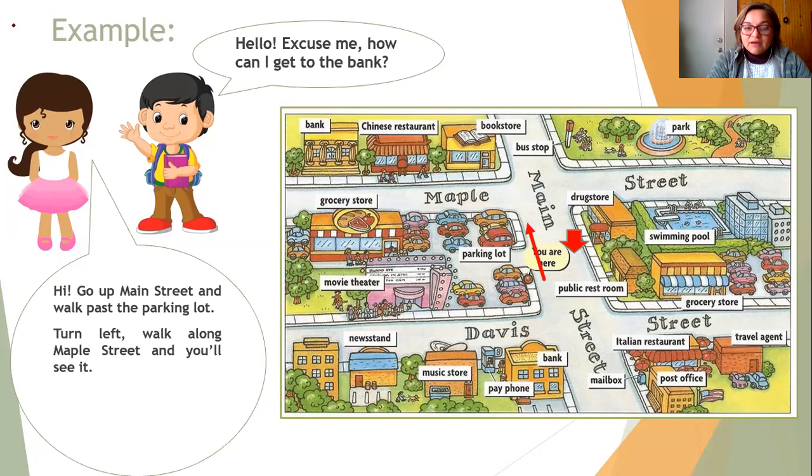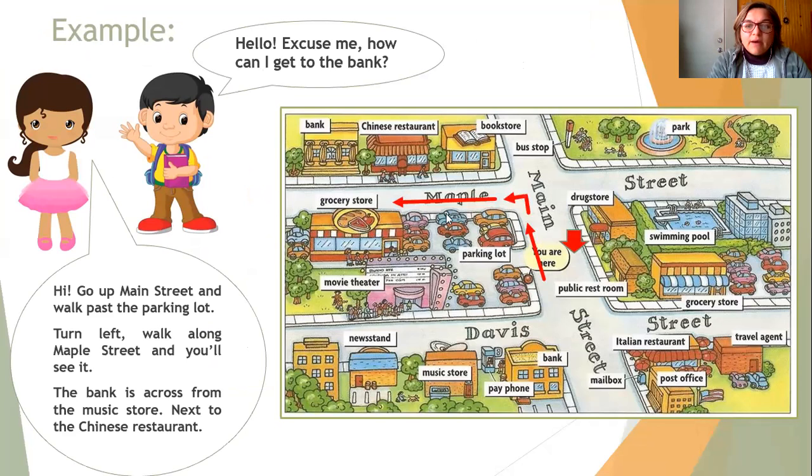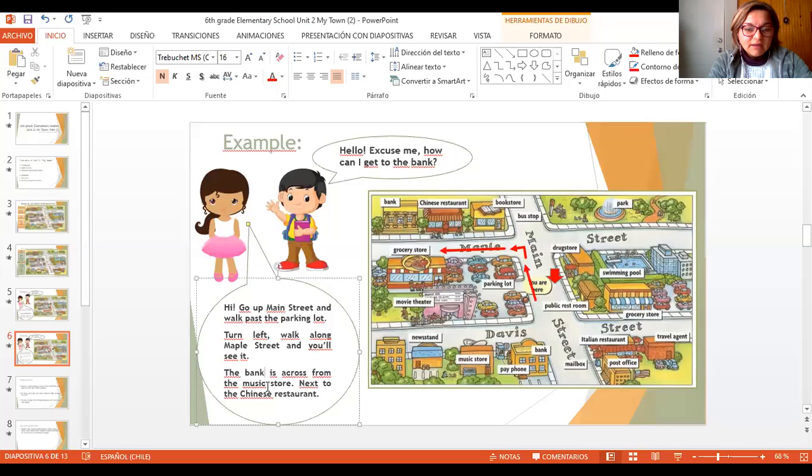Yes? Turn left, walk along Maple Street and you'll see it. You'll see it. Lo verás. You will see it, ¿cierto? The bank is across the grocery store. Next to the Chinese restaurant. Y ahí sí está correcto. Mire, un tremendo error.